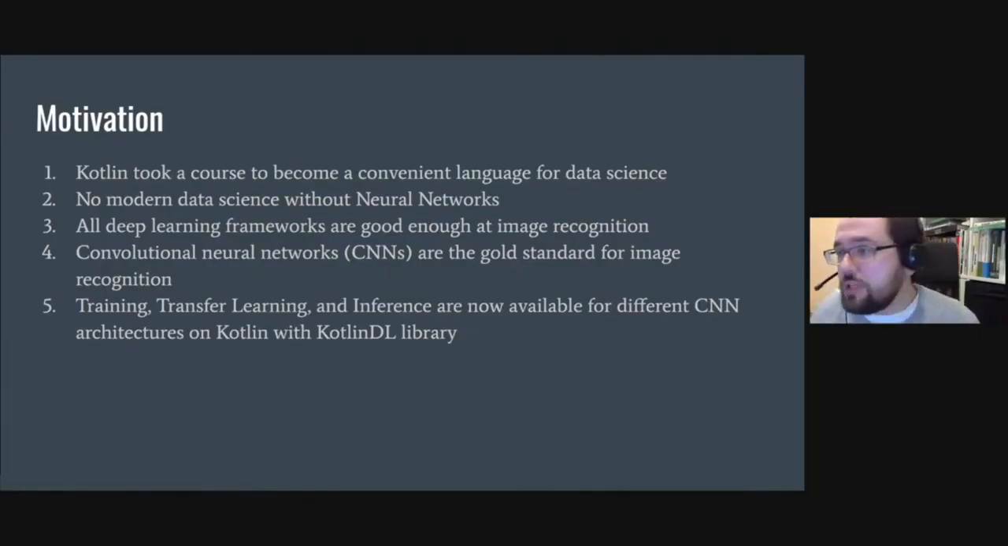So all deep learning frameworks are good enough at image recognition, and convolutional neural networks will be in the examples which I'll reproduce later. They are the gold standard for image recognition. And we decided to start from this area of knowledge, from models in this area, to provide access to them in Kotlin DL. So training, transfer learning, and inference could be strange words for you now if you're not familiar with deep learning, but I will explain them in the next slides. I hope that for this area, for convolutional neural networks, it becomes available with the Kotlin DL power. So I will present it today.